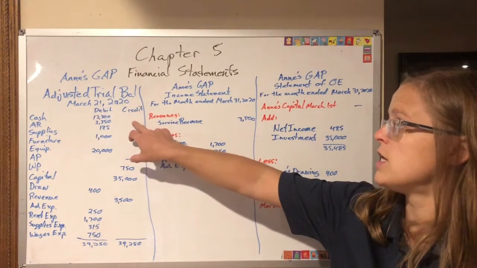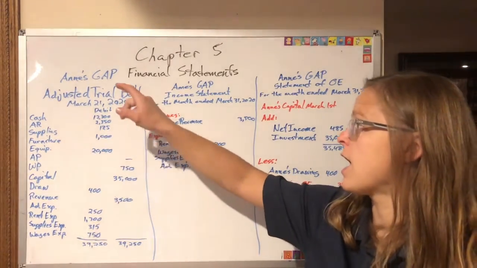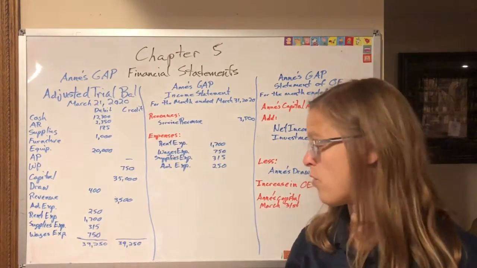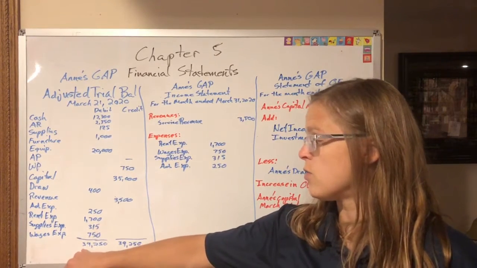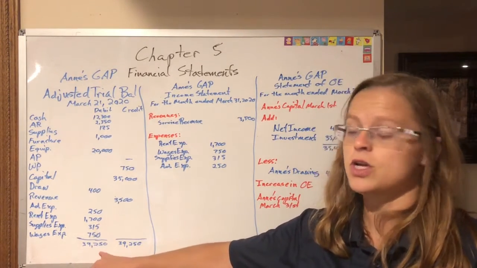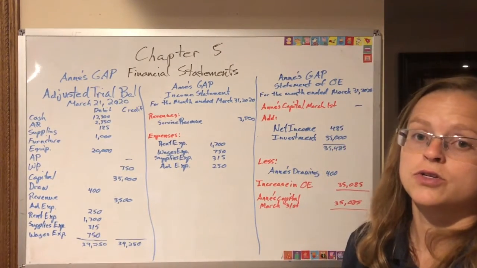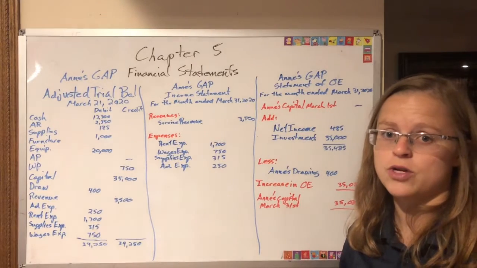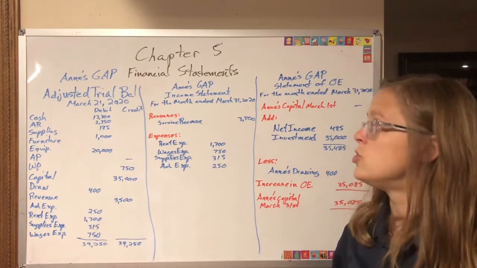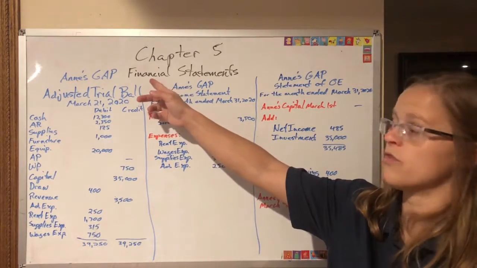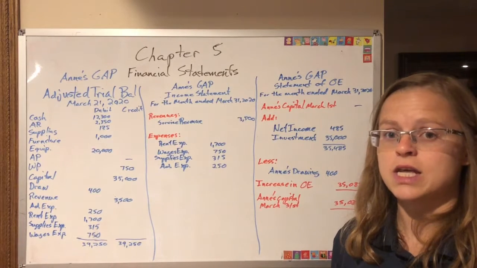So we adjusted the trial balance, and we did find in Ann's company, Greater Athletic Performance, that her debits did equal her credits. So her debits equaled $39,250, and her credits equaled $39,250. So the basic accounting equation was in balance, and therefore we can move on to the financial statements. And the first one that we're going to cover is the income statement.